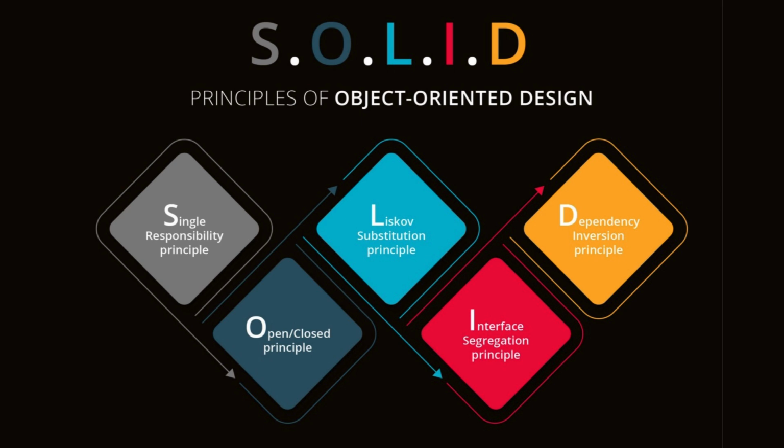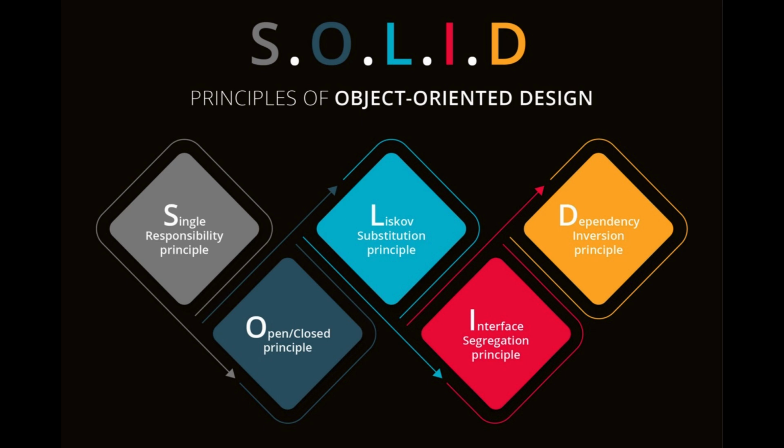First, SOLID principles. SOLID is an acronym representing the 5 core principles of object-oriented programming and design, aimed at creating more understandable, flexible, and maintainable software. The single responsibility principle states that a class should have only one reason to change, meaning it should have one job or responsibility. The open/closed principle, OCP, suggests that classes should be open for extension but closed for modification, allowing systems to be extended without altering the existing code.